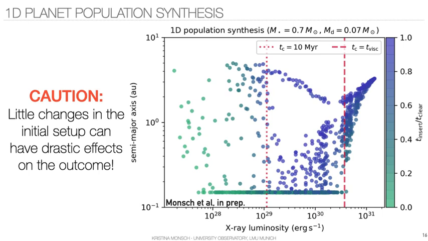However, while these results are very promising and exciting, we need to be quite careful because first, 1D models always suffer from the major simplifications you have to assume to be able to run a statistically significant amount of simulations. And second, this plot here is the result of very specific initial conditions. So by changing the initial setup just a little, we were actually able to change the final outcome drastically.